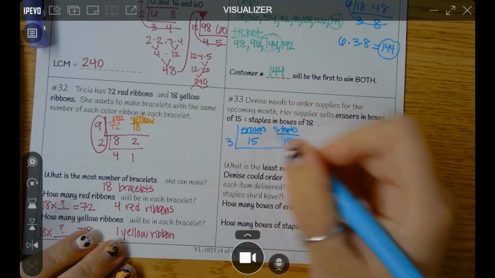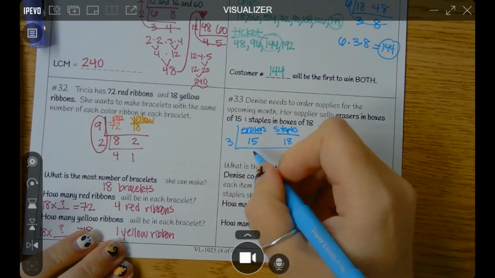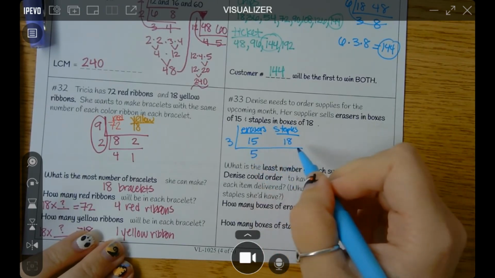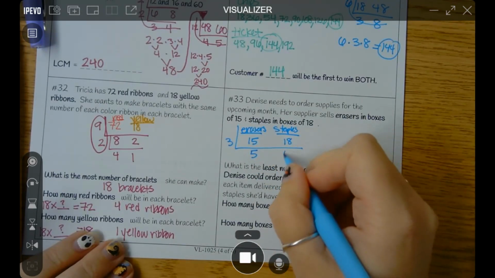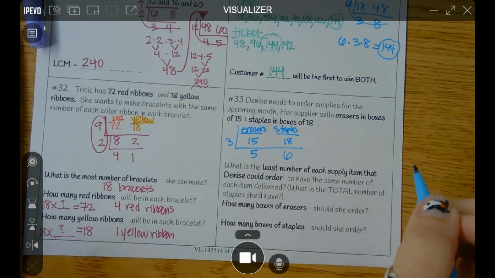Yeah, 3 can. Okay, and 3 goes into 15 how many times? 5. And 3 goes into 18 how many times? 6. Can I keep going? Nope, I'm done. Now you're like, okay, so is this a GCF or an LCM?